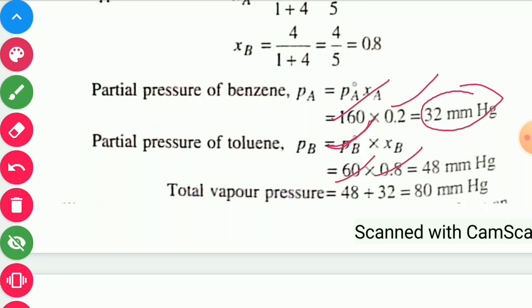Similarly, partial pressure of toluene PB will be equal to P naught B into XB. So P naught B given in the question is 60, and XB we calculated 0.8, so that will be 48 mmHg. Now total vapor pressure.